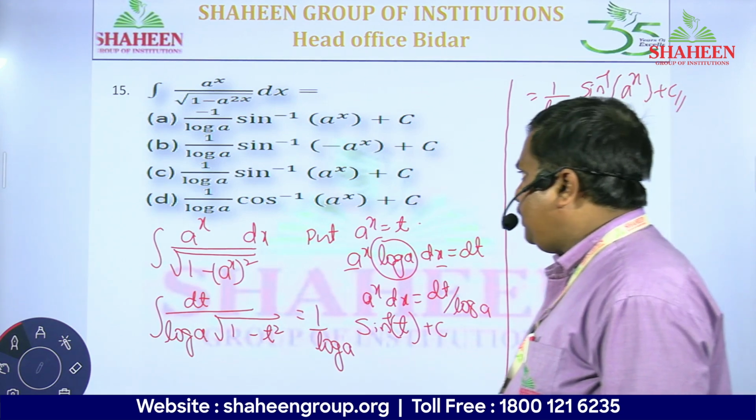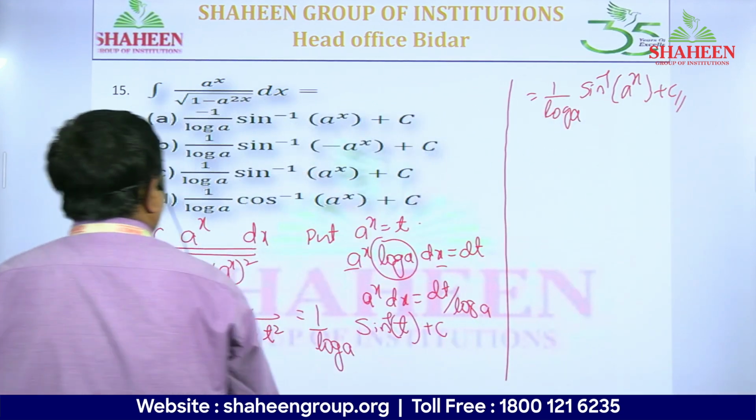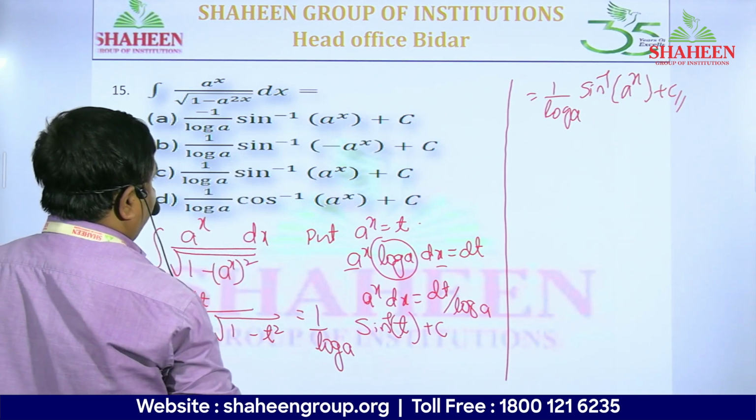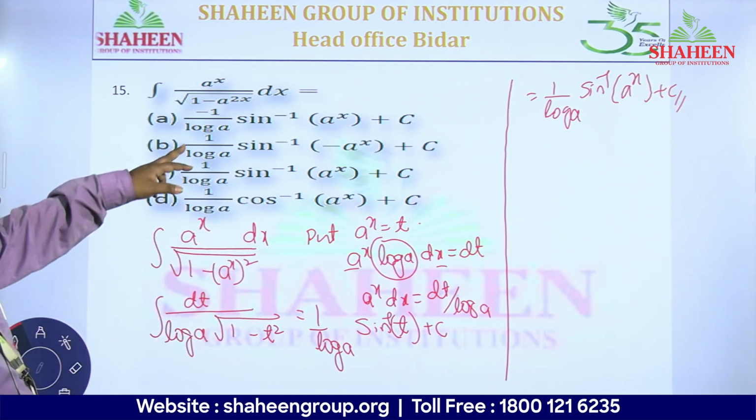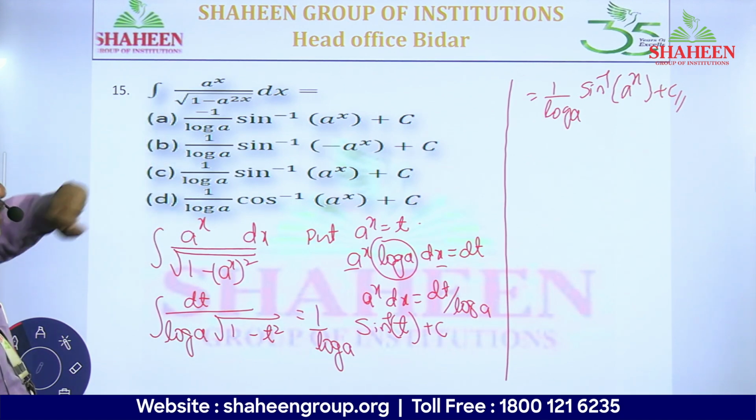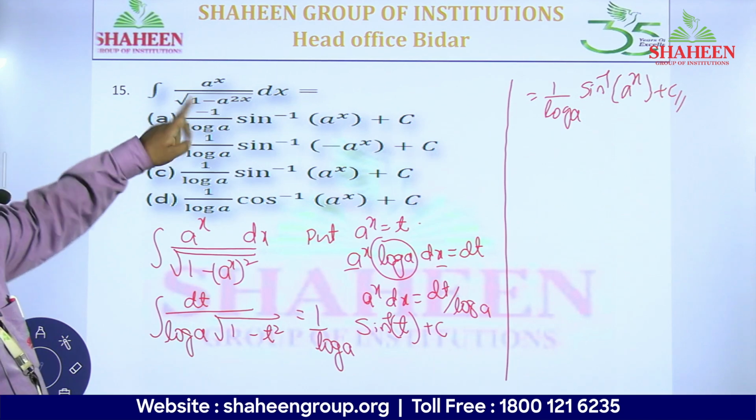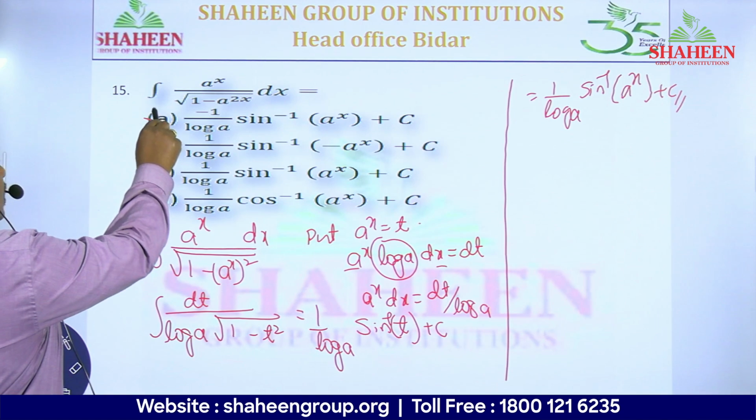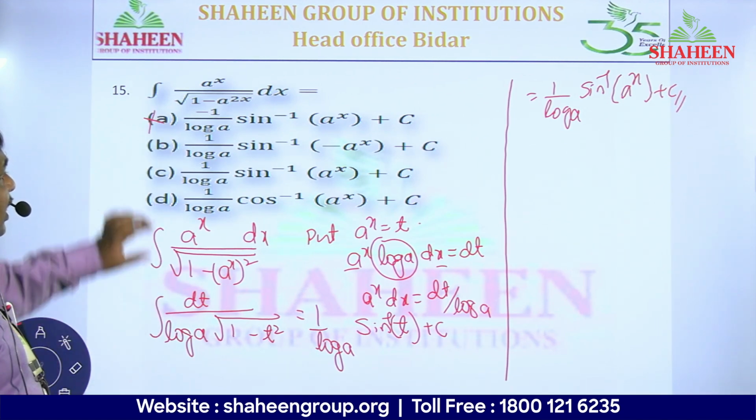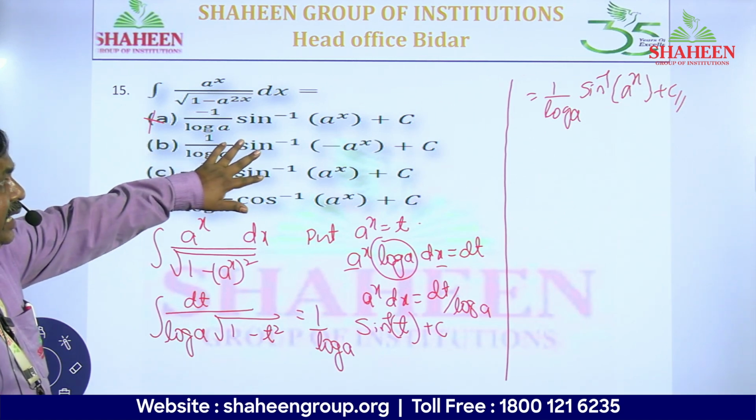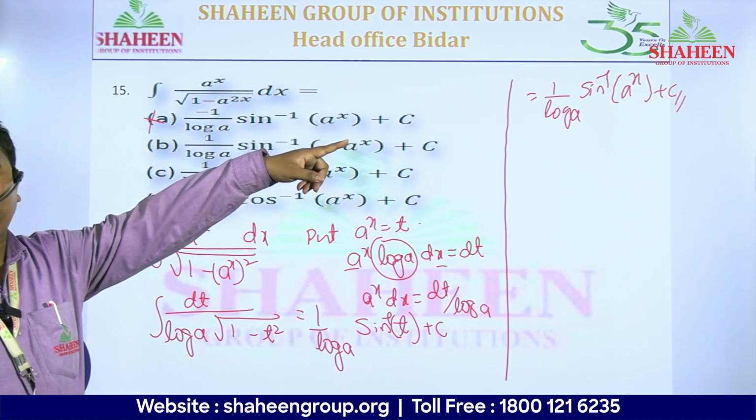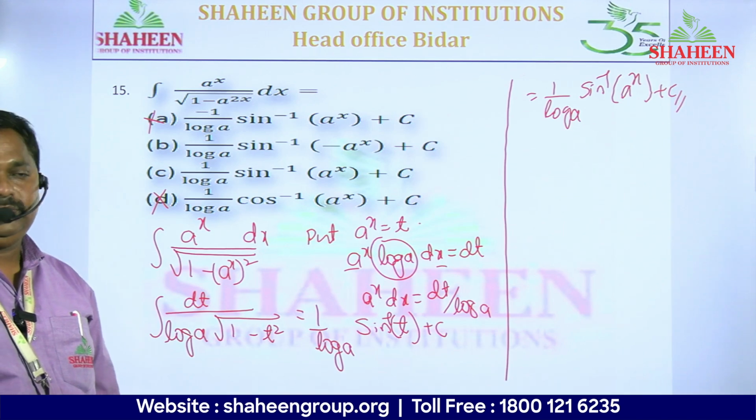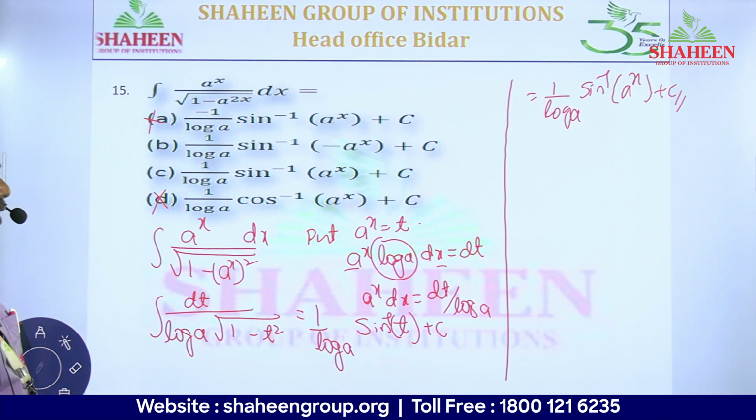Let us check this answer. Minus 1 by log a, not minus, it is plus 1 by log a. So the first option is wrong here. Why is it wrong? Because that answer is negative, but our answer is positive. The first option is wrong. In the remaining options, our answer is sine inverse. The fourth option contains cos inverse, so the fourth option is also wrong. Among second and third is the correct answer.